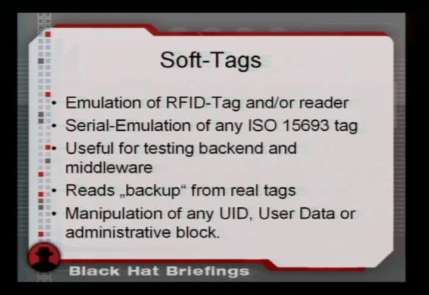Another idea that's going to be supported with RFDump, we call it soft tags. It's an emulation of a complete system. So the backend of RFDump can act like a reader and a writer. We do a serial emulation of an ISO 15693 tag. It's really useful for testing backend and middleware, and it reads backups from real tags, and manipulation of any UID, user data, or administrative block is possible.